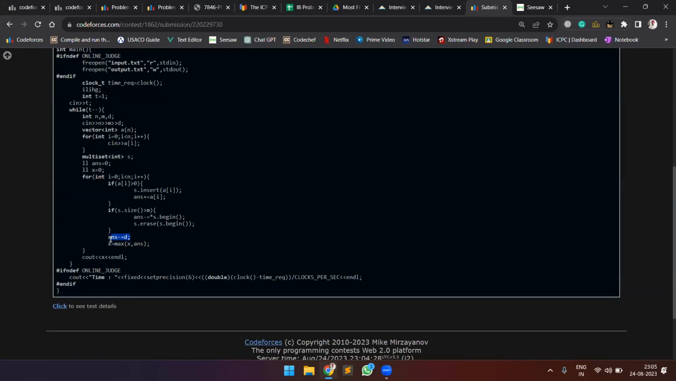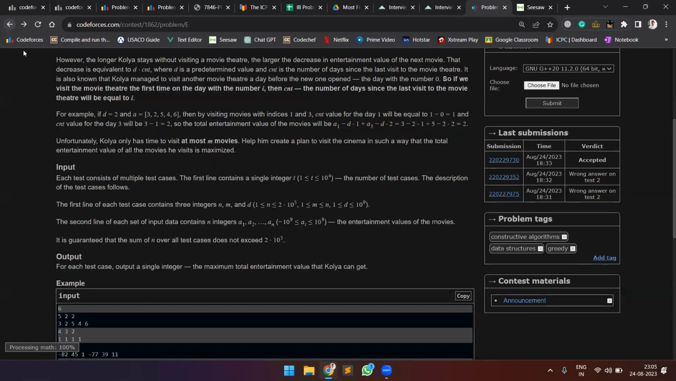Now I also decrease d, because day by day there is a decrement of d. It doesn't matter what the previous day was on which the movie was watched, the total decrement is going to be d only. So X equals max of X and answer, and that's how we get the answer. If anyone has any doubts, they can ask.